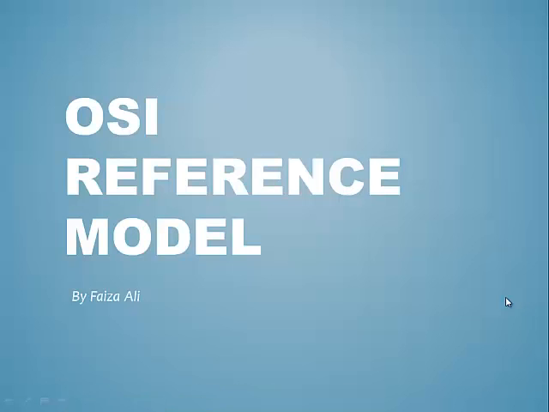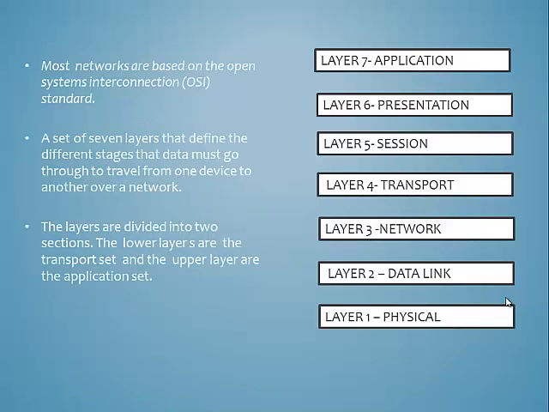OSI reference model. Most networks are based on the Open Systems Interconnection standard. This is set out in 7 layers that define the different stages the data must go through to travel from one device to another over a network. The layers are divided into 2 sections: the lower layers, which are the transport set, and the upper layers, which are the application set. These layers are the physical layer, data link, network, transport, session, presentation, and application.